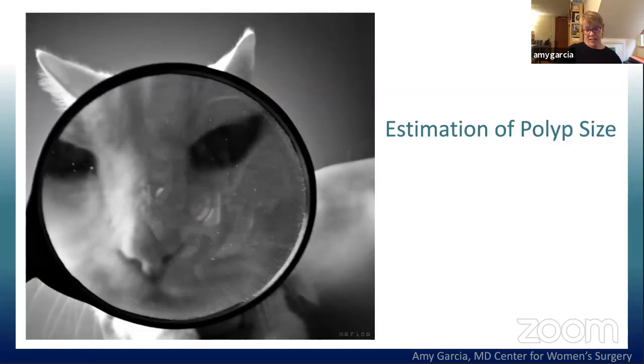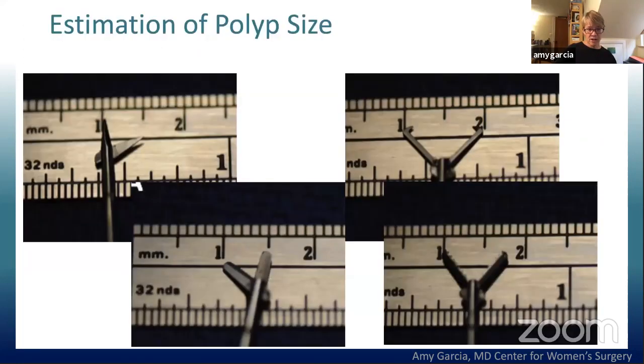Now, what about polyp size? It's very difficult, unless you have a pre-procedure sonohysterogram which you've measured with contrast fluid, to know the size of the endometrial polyp. It's really very difficult to estimate size because of the magnification of our systems. So these are my instruments, and I've laid them out on a ruler so that I know exactly, or near exactly, how many millimeters the separation is. So the tenaculum is a centimeter.